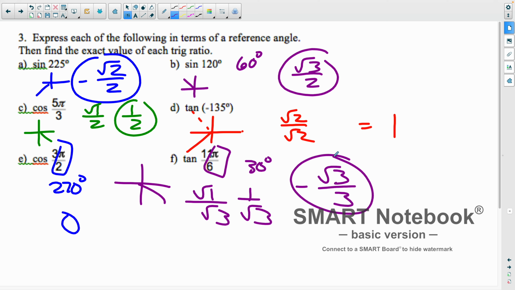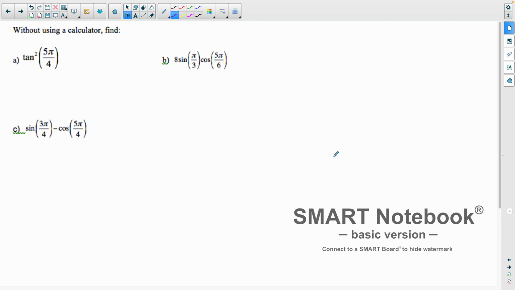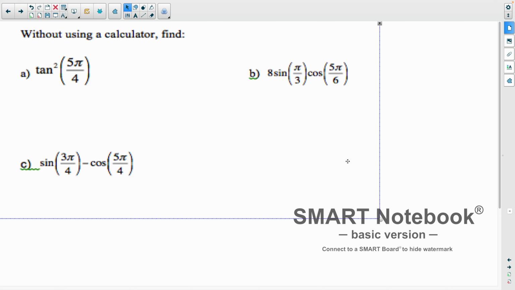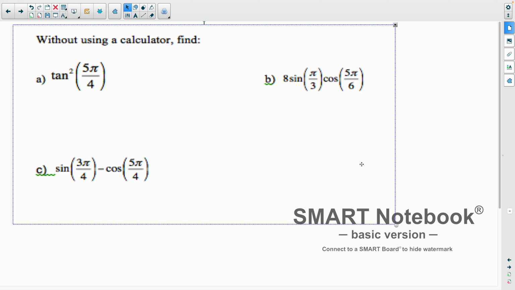Take a look. We got a couple more questions. We're almost done. Hang with me. Kind of building on this, so we're not just doing a single one anymore. Now we got a couple of these lumped together. I think we have to flip the packet over.